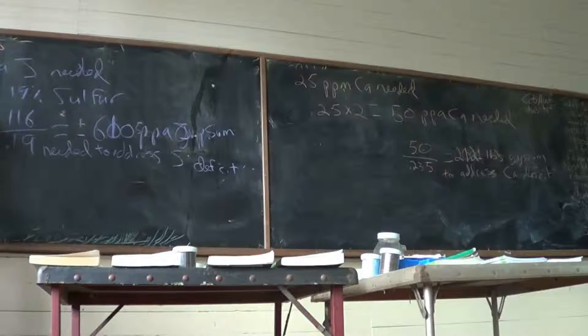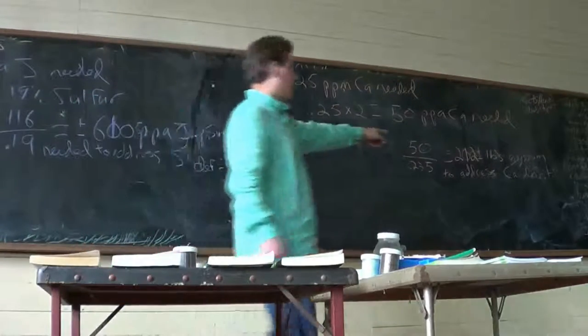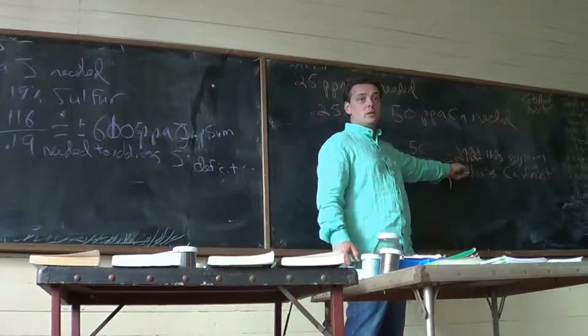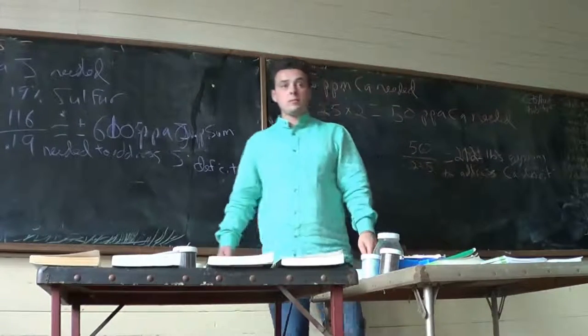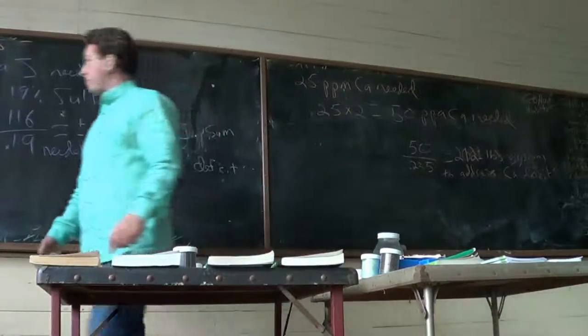You needed 116. We needed 116 pounds of sulfur. And we got 36 pounds of sulfur with the 200 pounds of gypsum we're going to apply based on how much calcium. So how would I figure that out? That's the part I don't get. If you're dealing with calcium, how did you jump to sulfur?